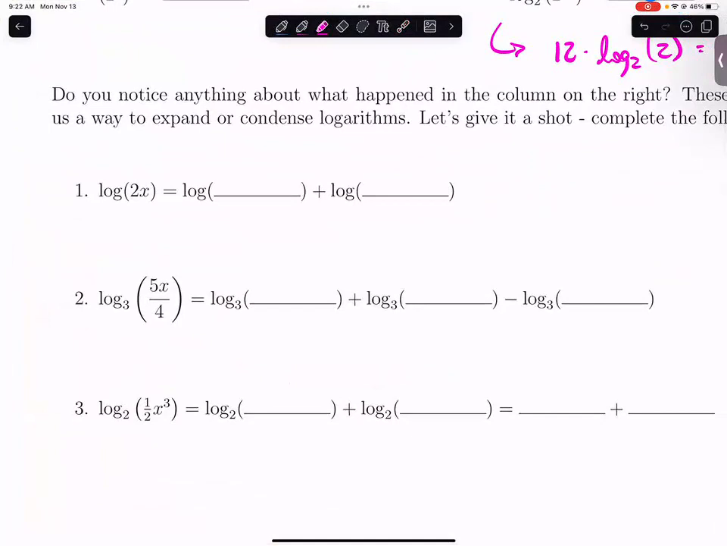The log of 2x. What's going on? I don't know how I did that. It's a fun little triangle though. What's going on there that we can reduce, simplify, expand, deal with? It's a product, right? It's multiplication. That means when I split them up, I split it into two separate logarithms, but we add those together.